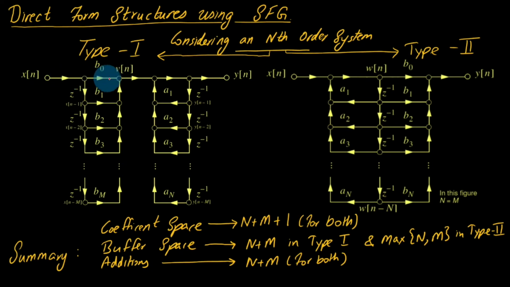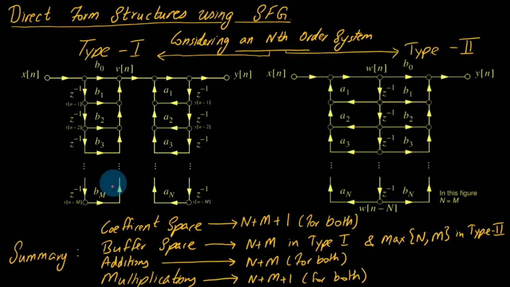Only one input, whereas this node has two inputs, one is b naught and another one is coming from the downward. So this is basically a summation block. So the overall additions that we need is these m and these n. So overall it is n plus m for both. Whereas multiplications, they are simply dependent on the coefficients, so that is b naught to bm and a1 to an. So they are being multiplied in the system, so they are basically the same, which is n plus m plus 1 for both.